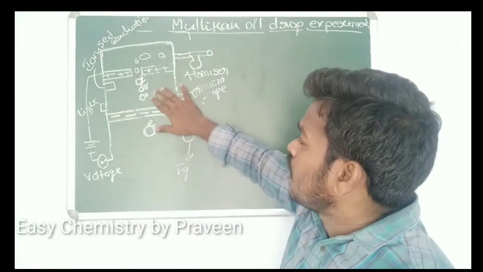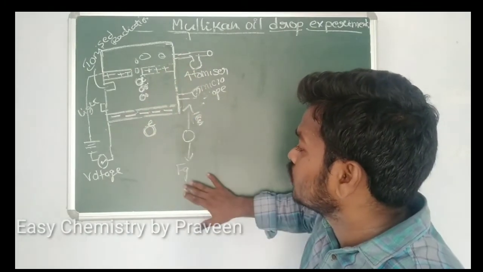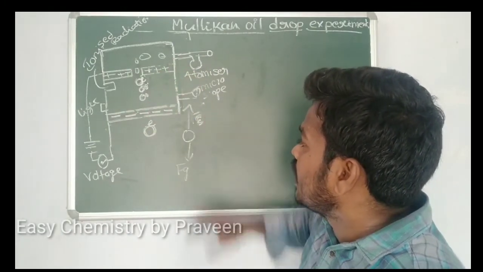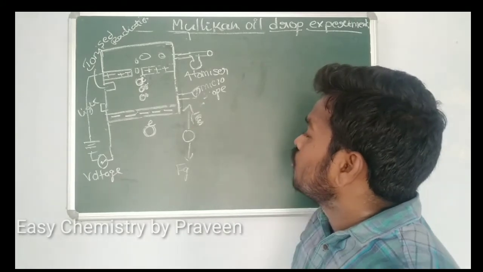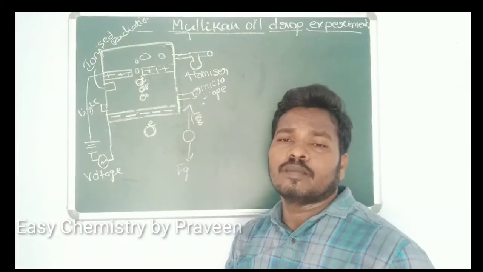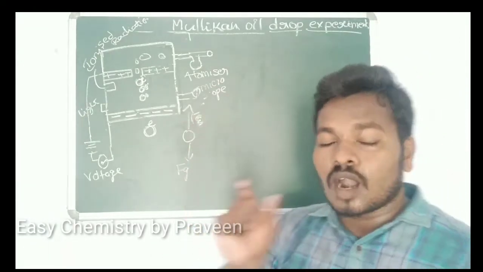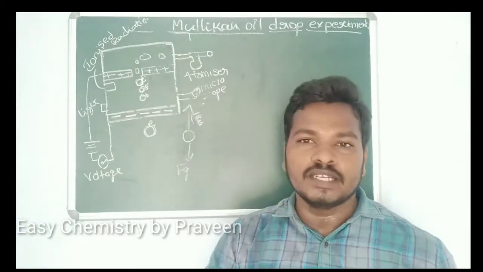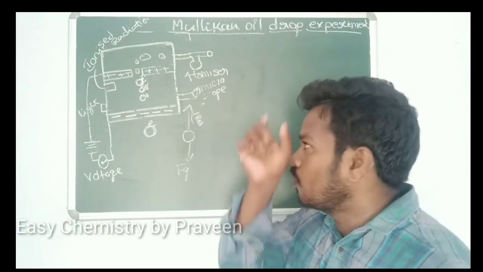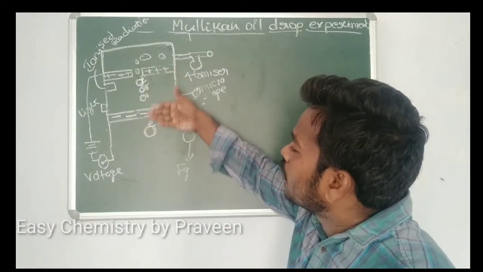Whenever the oil droplet is going up or coming down, it is due to the force of gravity and the force of electricity. Millikan could not determine the charge of the electron directly, so he focused on only a single oil droplet, observing how it goes up or how it goes down.